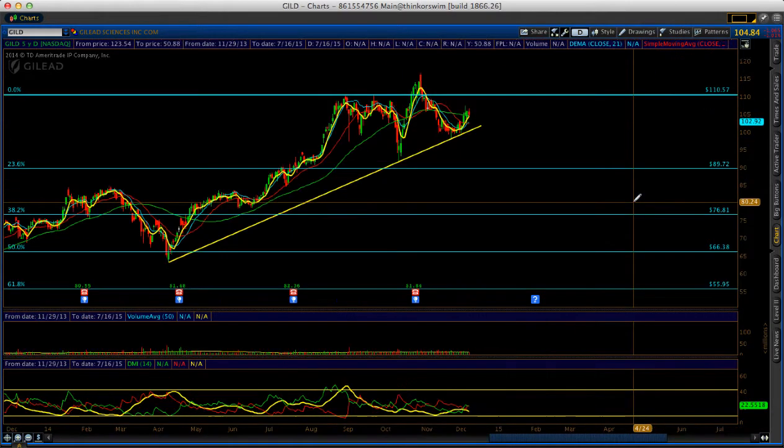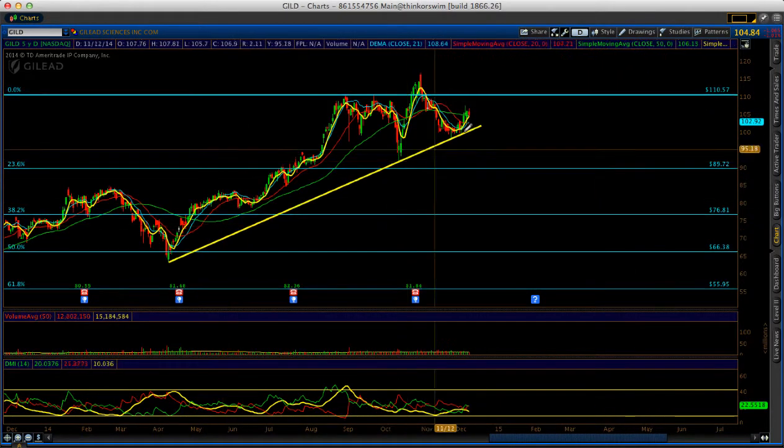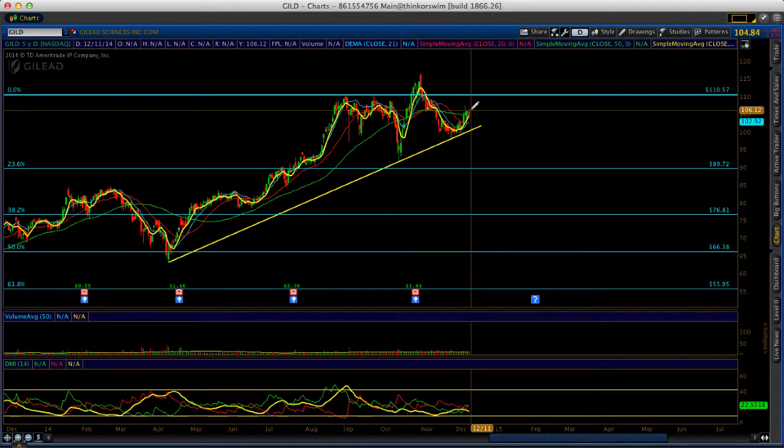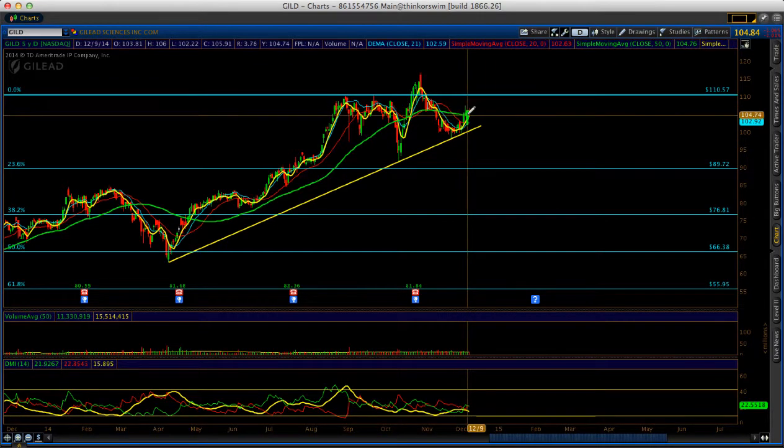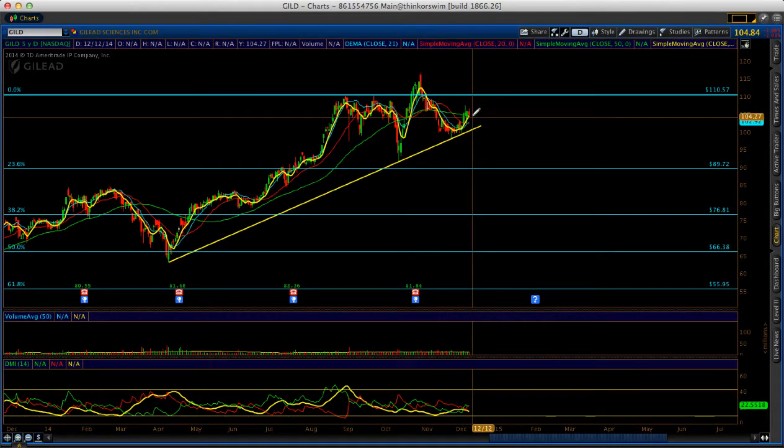It's holding this trend line. It looks like it bounced. It broke out the 50. It didn't confirm, but it's still there. It didn't break down so bad.